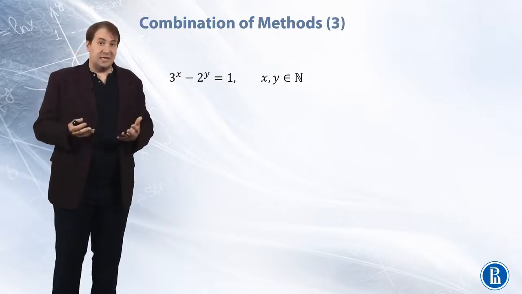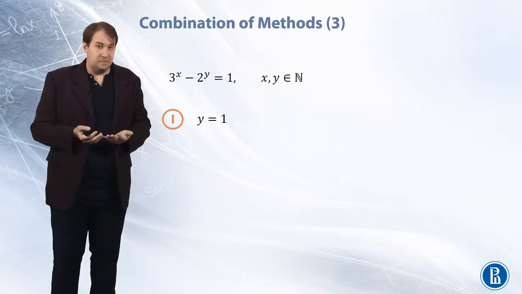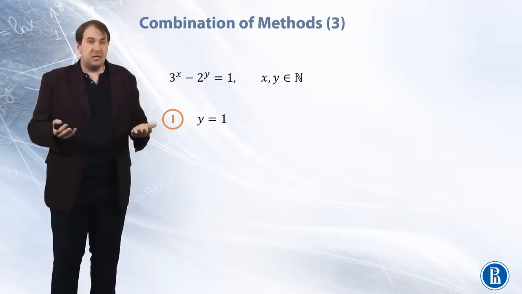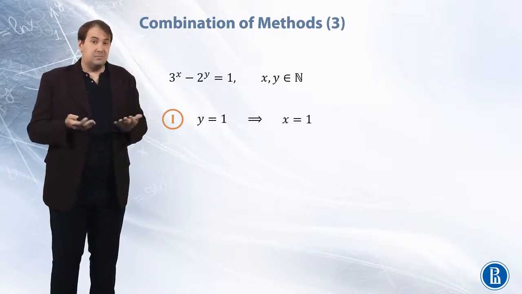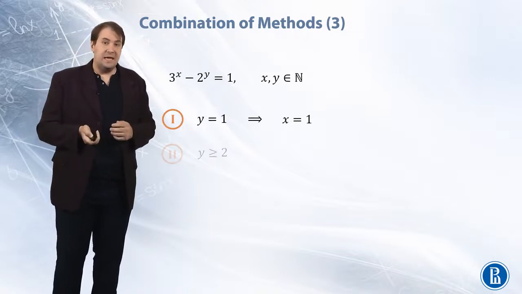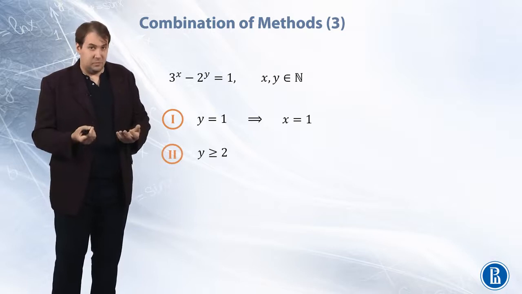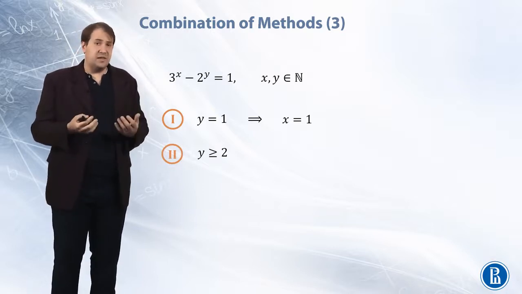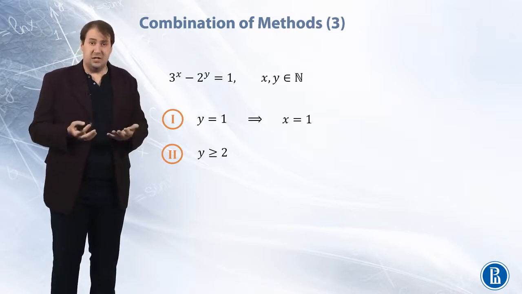Let's consider several cases. First case, where y is equal to 1. Well, it's a simple case, because obviously x must also be equal to 1, and it is 3 minus 2 equal to 1. Second case, where y is greater than 1, which means that it is greater or equal than 2, since y is a natural number.